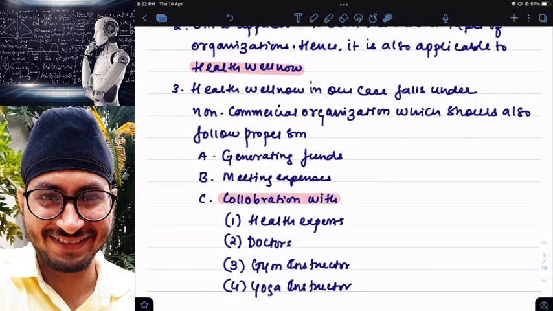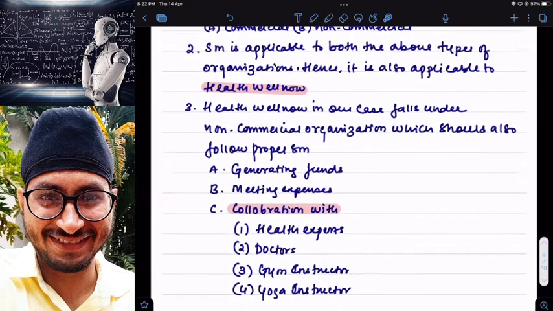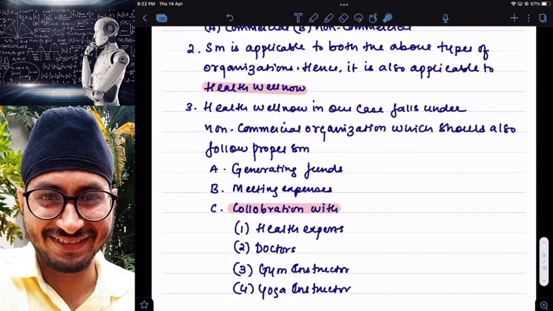Clear? So understood what to write depending upon what question they have given, you have to write the answer. I hope you understood how to present the case study type question. This is a general question. Clear? Any doubts here?